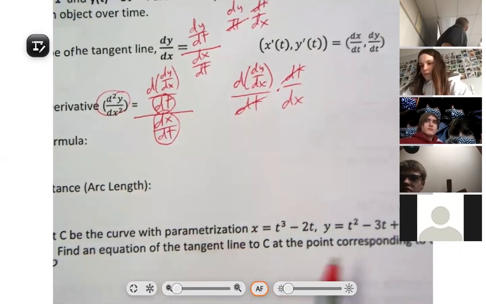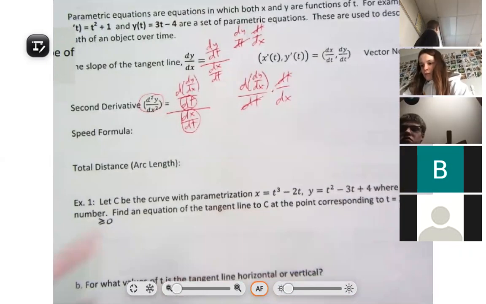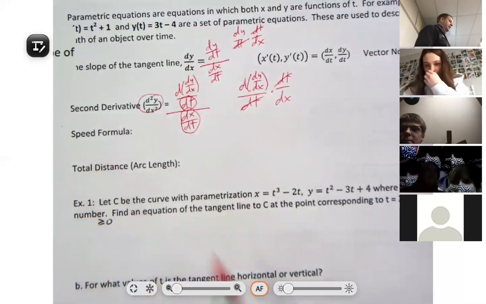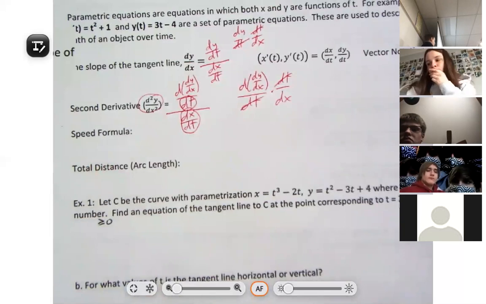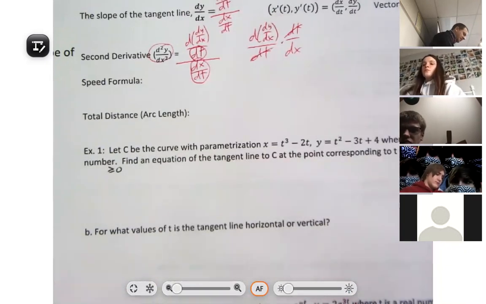The speed formula: just like in first semester, we talked about speed being the absolute value of velocity. Here's the speed formula. I'm not going to get into why it is what it is. On today's Canvas page, I did put a little video on where it comes from. It comes from vectors and the Pythagorean theorem and stuff with physics. So if you are curious where this formula comes from, I did attach a little video on the page today. But the speed formula is this.